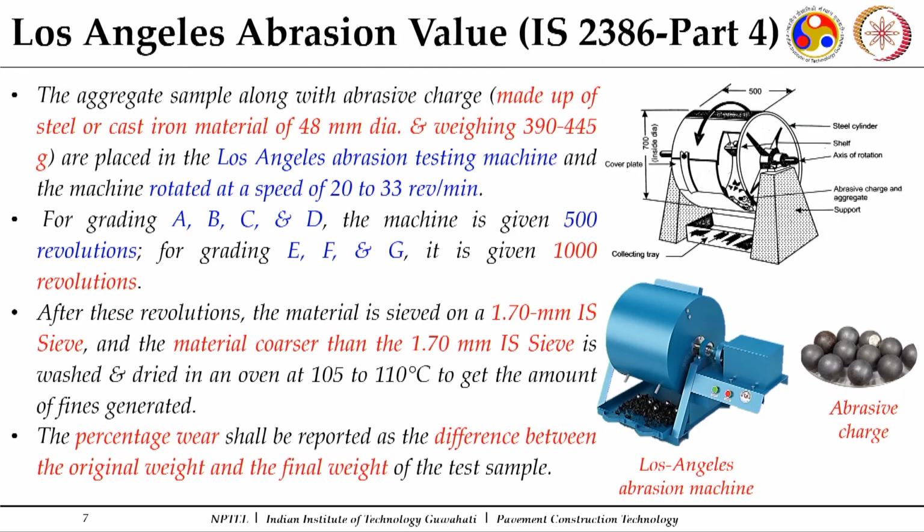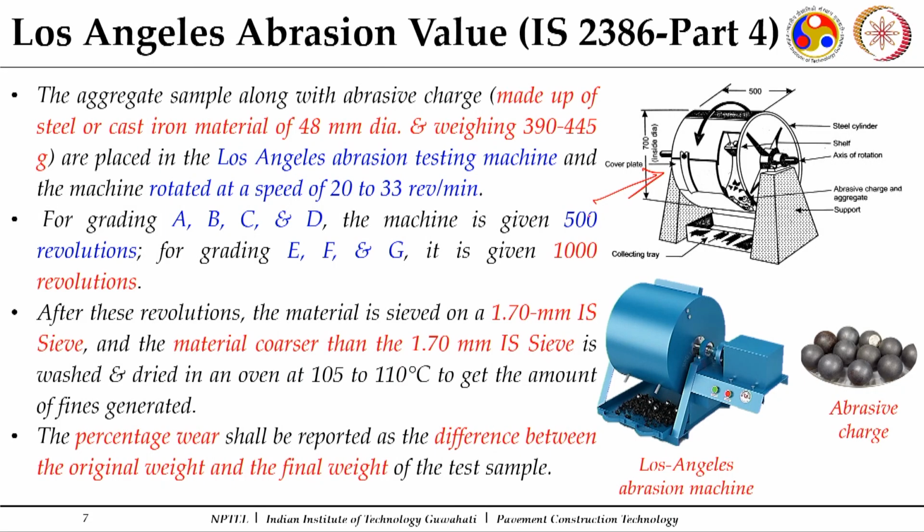Now, once you have selected the grading, you have taken the aggregates as per that particular grading requirement. As we mentioned, for example, if we go for grading A, we require 5 kg of material on 4 different sieves of 1250 gram each, and the abrasive charges are to be taken around 5 kg plus minus 50 gram. Then that particular aggregate sample along with that particular charge are shifted to this drum.